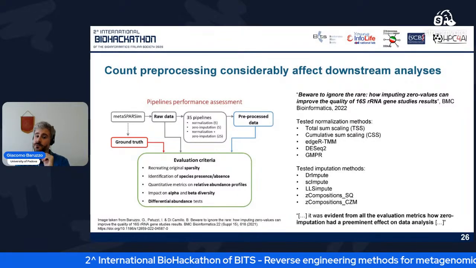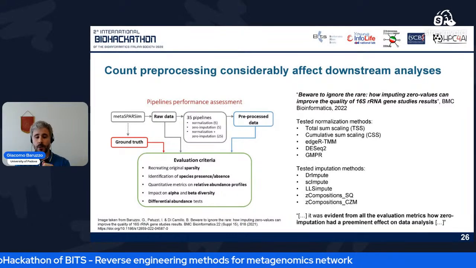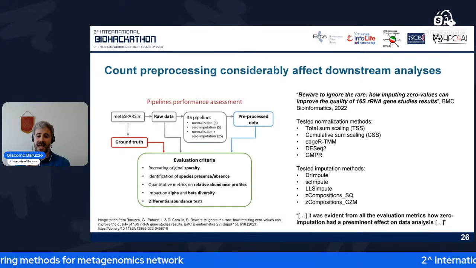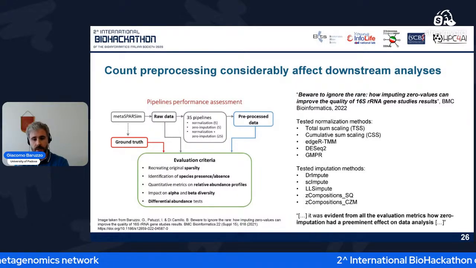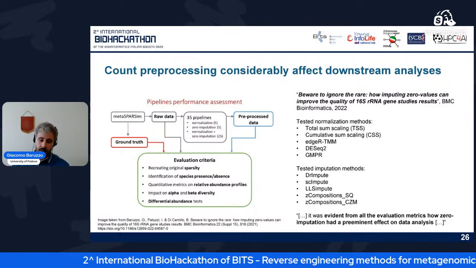And this study, as well as many other studies, proved that good count preprocessing, good normalization, zero imputation, filtering, and so on, have a huge impact on the accuracy of downstream analysis. So this is a computational step that you should always take into account very seriously.